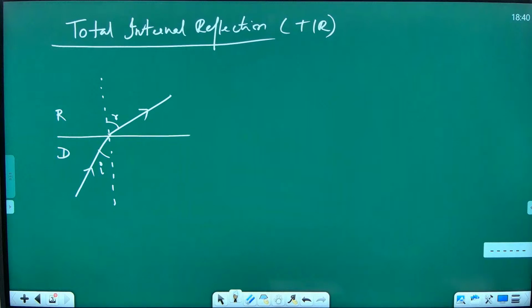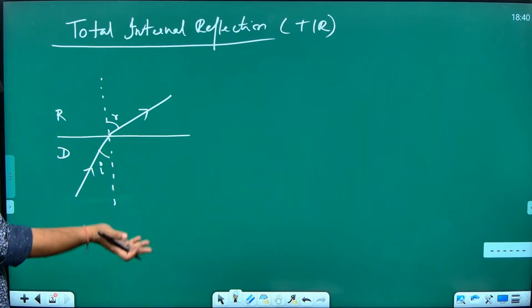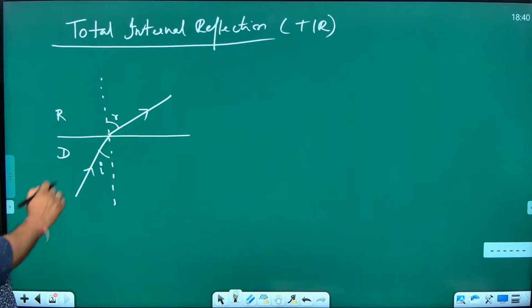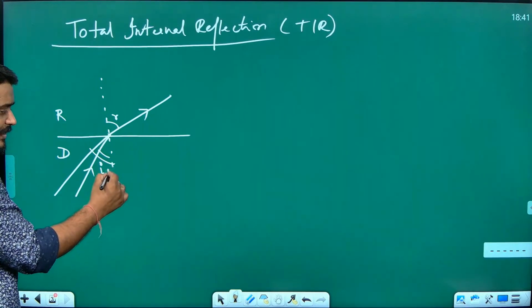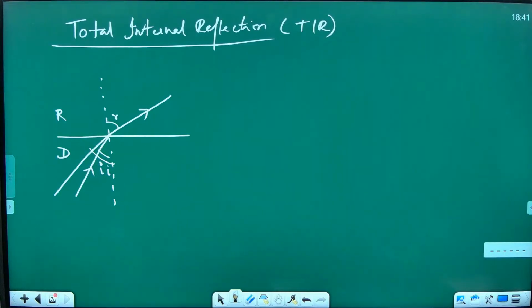Looks more. Should be more. Because when the light enters from a denser medium to a rarer medium, it bends away from the normal. So, the angle will increase. So, R is more than I. What I do, in the same medium, I increase the angle of incidence. What will happen to the angle of refraction? That will also increase.